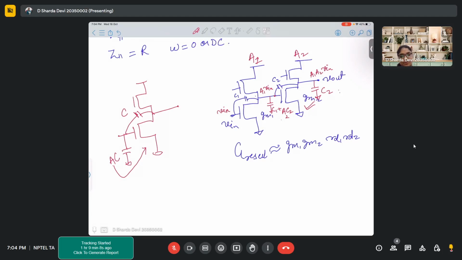Now in this same circuit, on the output side, on the second stage, the GM2 side, 1 upon GM2 is parallel to RD2, which is parallel to C2. 1 upon C2 S, you can put it as S into C2 plus C12. They are all parallel to each other. That is stage 2.